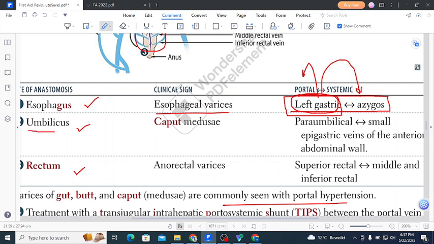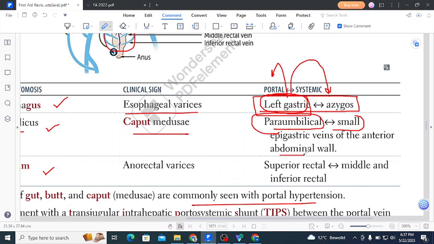At the level of the umbilicus, we get caput medusae. In this case, the para-umbilical veins, which are portal veins, start draining into the small epigastric veins of the anterior abdominal wall, and when they drain into the small epigastric veins of the anterior abdominal wall, that leads to the formation of caput medusae.